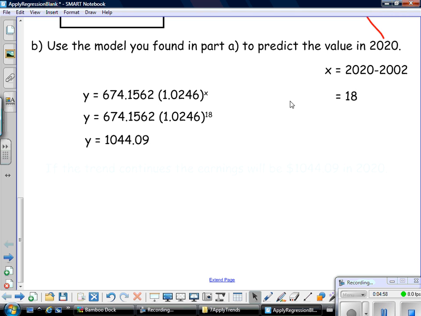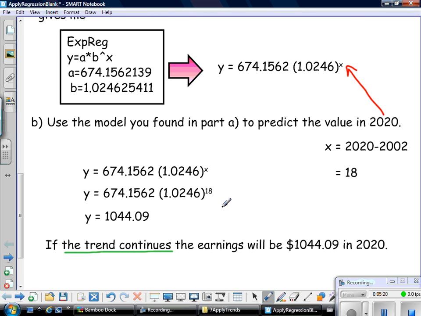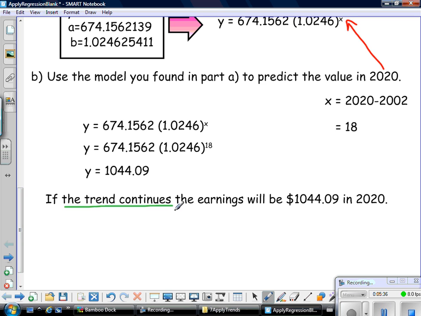Okay, so I'm not quite finished because this is a word question. So if the trend continues, the earnings will be $1,044.09 in 2020. Notice I did put a disclaimer in there, if the trend continues. Who knows? The world, there might be some catastrophe and everything drops, or they might find gold in every backyard of Canadians, and then it would be a larger number. So we're basing it on if the trend continues.